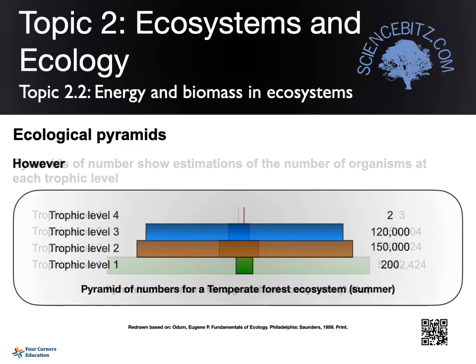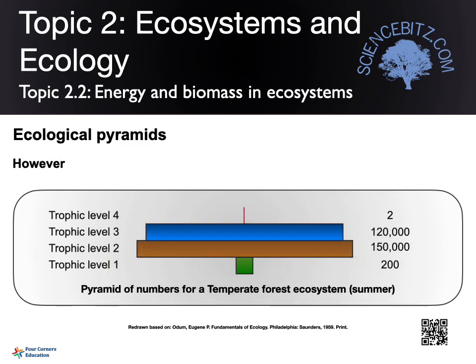is when we try to use them with ecosystems that might be based around forests. So if you look at this one, this is a temperate forest ecosystem. Our first trophic level, we've only got 200 organisms. So again, it's a forest ecosystem, so they must be big trees. And at the second trophic level, we've got 150,000, third trophic level, 120,000. At the very top, we've only got 2 again. But this gives us an inverted pyramid, a pyramid that's actually upside down, that looks slightly wrong.